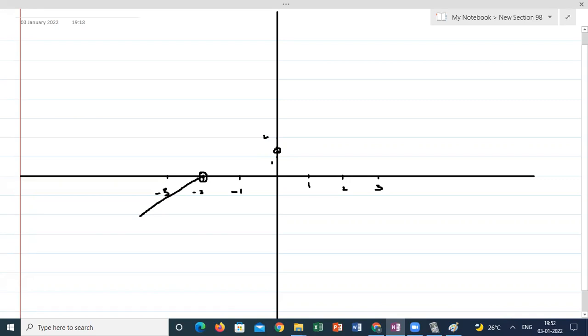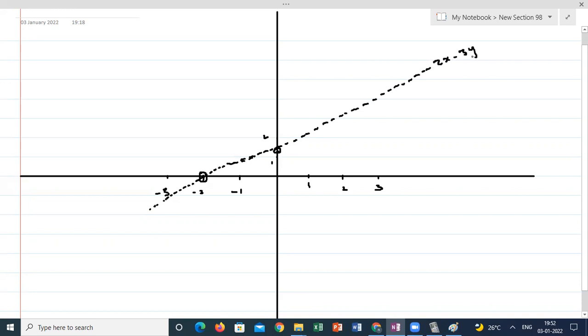So this is not an equality, so I am drawing it with a dotted line. Sorry guys, it's not looking like a straight line. So this is a straight line.